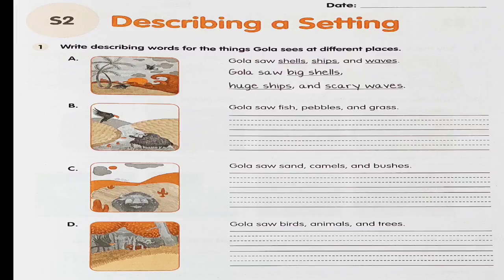So I want you to try C and D on your own. Look at the picture carefully. Now Gola here in picture C is in the desert. What did he see there in the desert? Gola saw sand, camels and bushes. Add your own describing words to describe more about sand, camels and bushes. But first you will start by writing Gola saw, then you will write about sand and camels and bushes. And picture D here shows Gola in the forest. Gola saw birds, animals and trees. Add more describing words here to describe these birds, animals and these trees in the forest, okay?